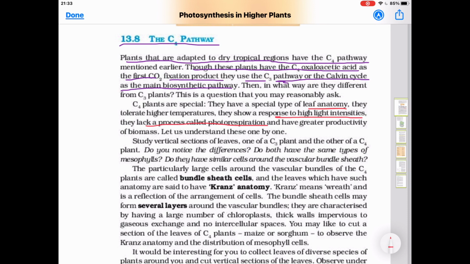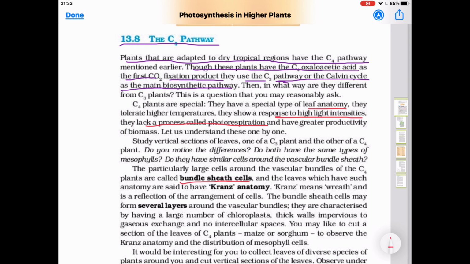Again, in C4 plants, the first stable product is oxaloacetic acid. In them also sugar formation occurs in the C3 pathway or the Calvin cycle. Now about the structure. The particularly large cells around the vascular bundles of the C4 pathway plants are called bundle sheath cells. Around the vascular bundles, meaning xylem and phloem, the bundle sheath is present.